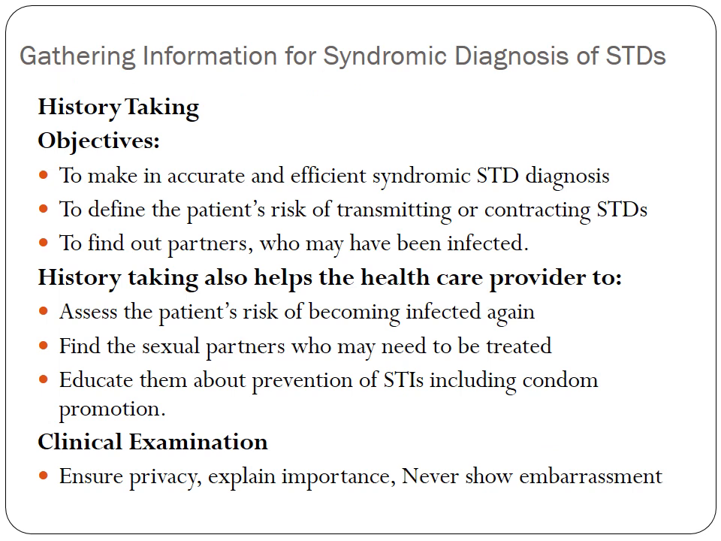So, gathering information for syndromic diagnosis for STD. History taking is most important, and the objective of history taking is to make an accurate and efficient syndromic STD diagnosis. Another objective is to define the patient's risk of transmitting or contracting STD and to find out partners who may have been infected.